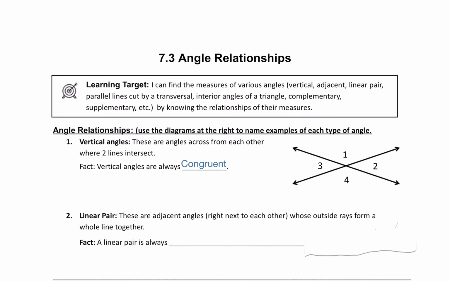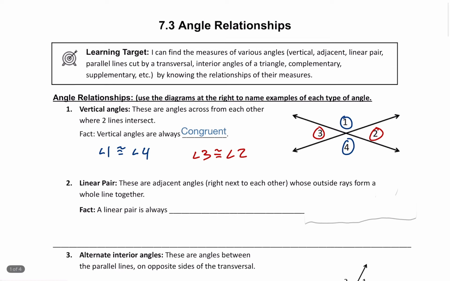If you remember from 7.1, congruent means equal or the same. So two vertical angles are always congruent, or the same. So angle 1 over here, its vertical angle, the angle across from it, would be angle 4. So we can say that angle 1 is congruent to angle 4. We could also say that angle 3 and angle 2 are vertical angles, so they are also congruent. So angle 3 is congruent to angle 2.